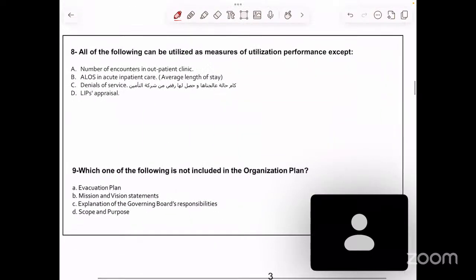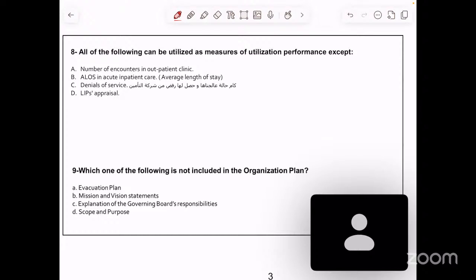Okay, number 8. All of the following can be utilized as measures of utilization performance except A, number of encounters in outpatient clinic, B, ALOS in acute inpatient care or the average length of stay, C, denials of service, D, LIP's appraisal. Except. So what's the answer? Denials of service. No. The answer here is letter D, LIP's appraisal.